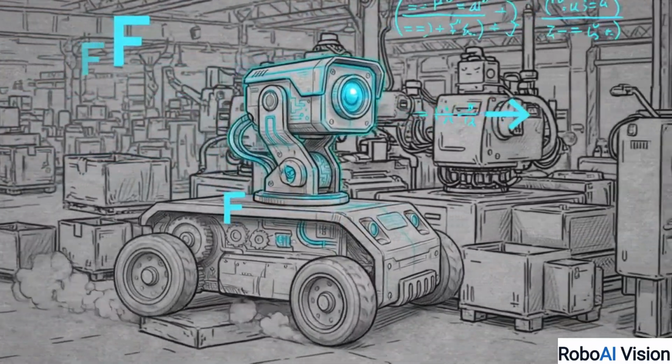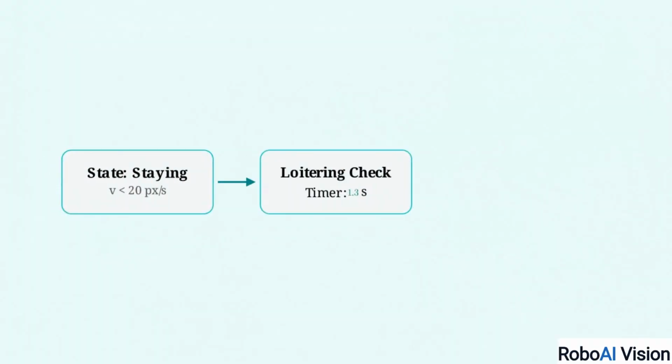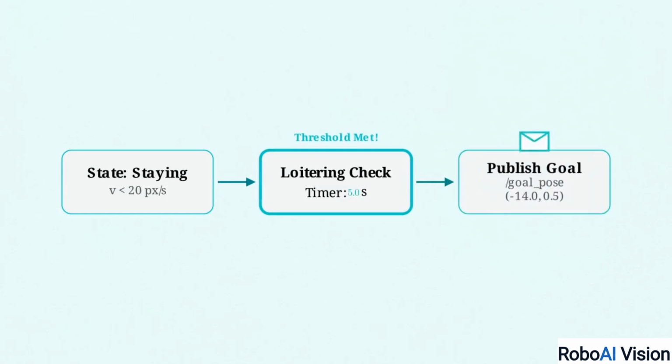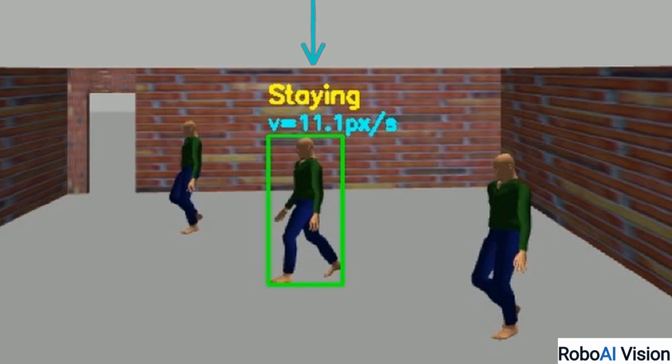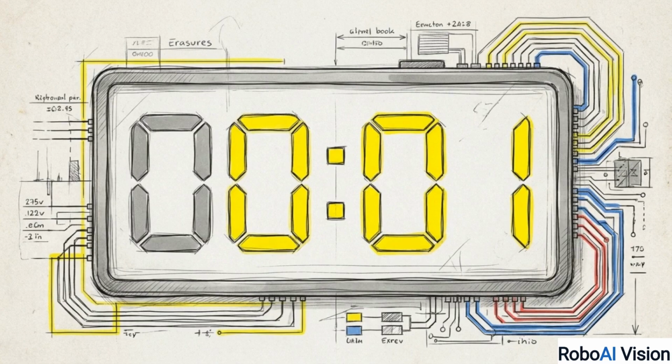This final section of the logic flowchart controls the system's temporal loitering check, dictating when to publish a goal. An actor pausing for a split second does not constitute a threat. The system demands temporal confirmation before acting. When the system classifies an actor as staying, as seen in this frame, a localized timer immediately activates and begins counting up. This timer is highly fragile.